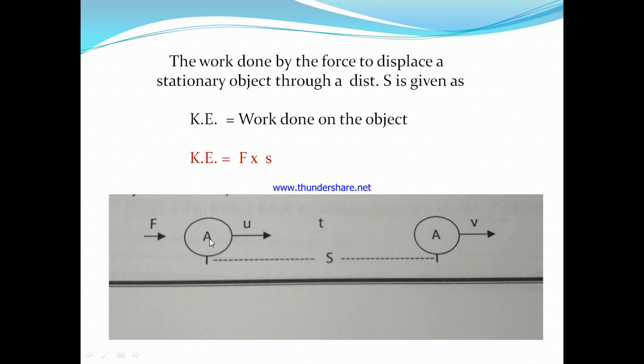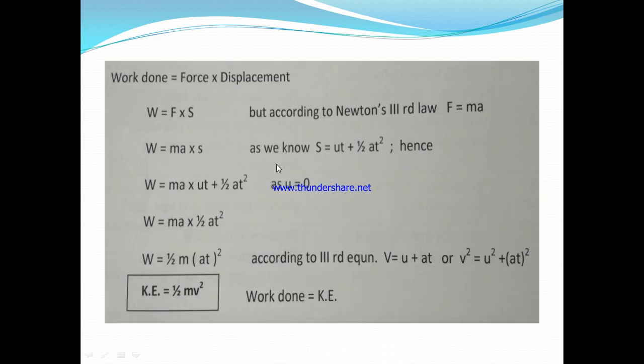We know that when the object is displacing, a work is done. This work is in the form of kinetic energy, and this work is given by the formula F into s, where F is the force and s is the displacement. Let us have a look at the derivation of this energy that is known as kinetic energy. This work done is given by the formula force into displacement.